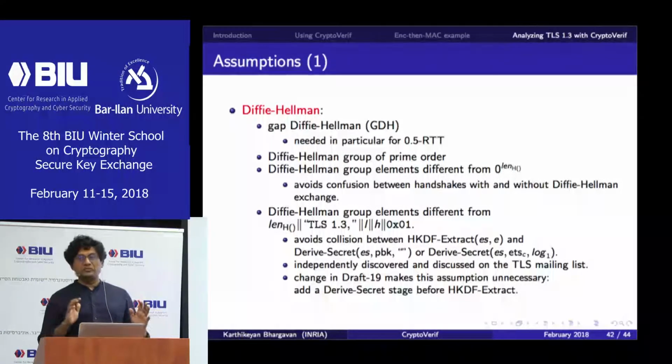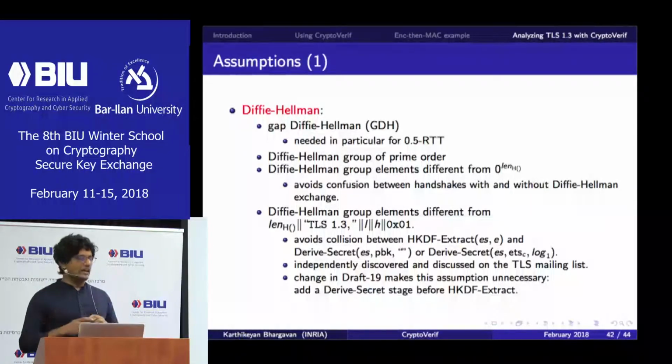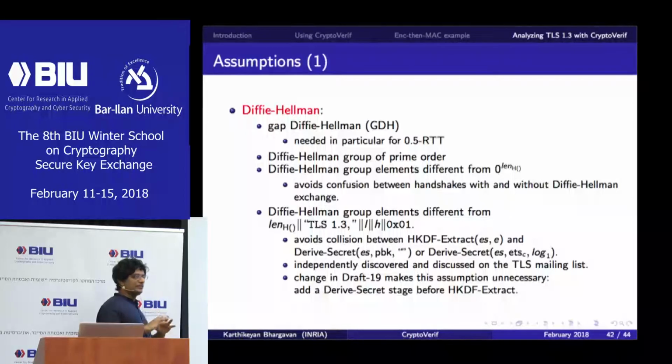But it may also be a limitation of CryptoVerif that we were not able to find the right variant of PRF or DH to make it work. It's kind of an open problem. We are still thinking about it. But we use cap Diffie-Hellman for the Diffie-Hellman assumption, which is a standard assumption which is already in the CryptoVerif library.